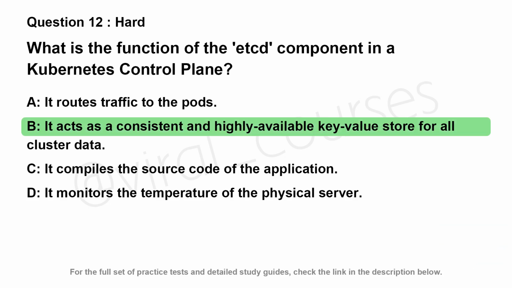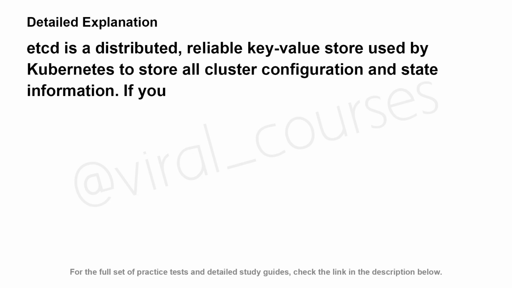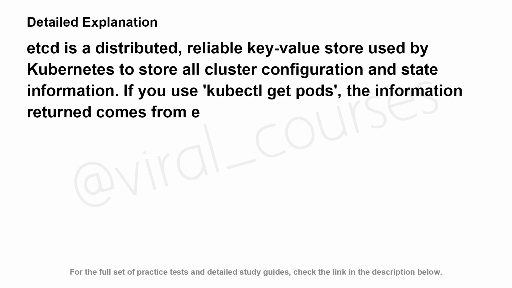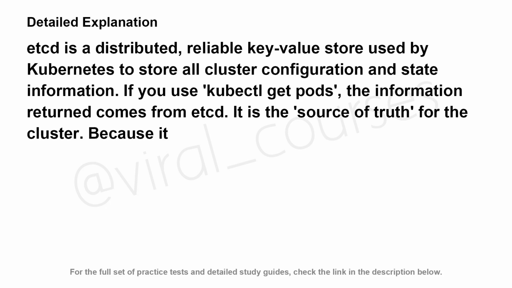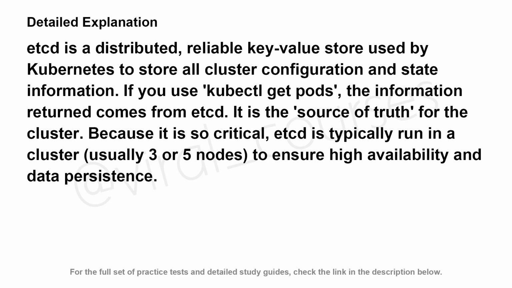The correct answer is B. etcd is a distributed, reliable key-value store used by Kubernetes to store all cluster configuration and state information. If you use kubectl get pods, the information returned comes from etcd. It is the source of truth for the cluster. Because it is so critical, etcd is typically run in a cluster, usually 3 or 5 nodes, to ensure high availability and data persistence.